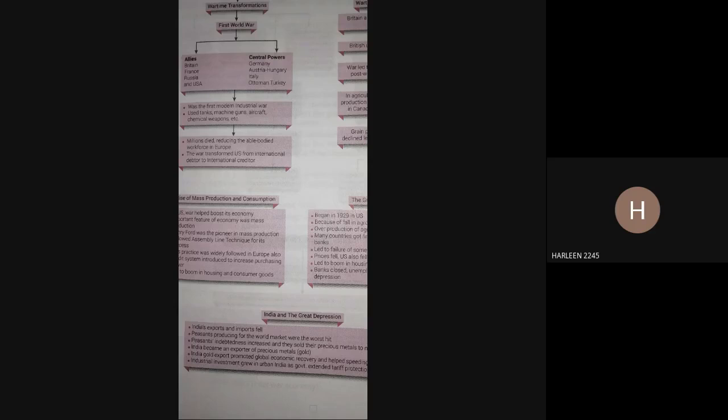Also, you write about the jute producers of Bengal. Wheat production, jute production, you have to write about these.